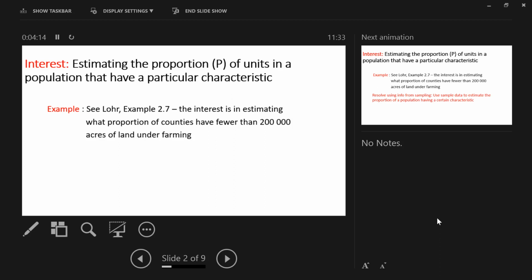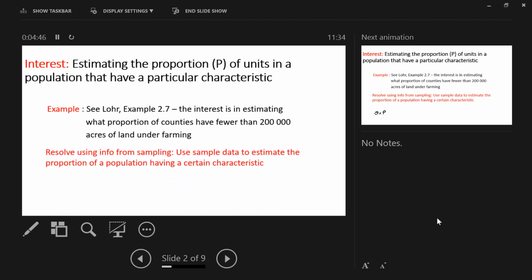You can look at the book, Lohr Example 2.7, and there they're interested, out of the 3078 counties, in what proportion of counties have fewer than 200,000 acres of land under farming. So they've got 3078 counties, they've got how many hectares is under farming for each of the 3078, and they ask what proportion has got less than that. How do they do it?